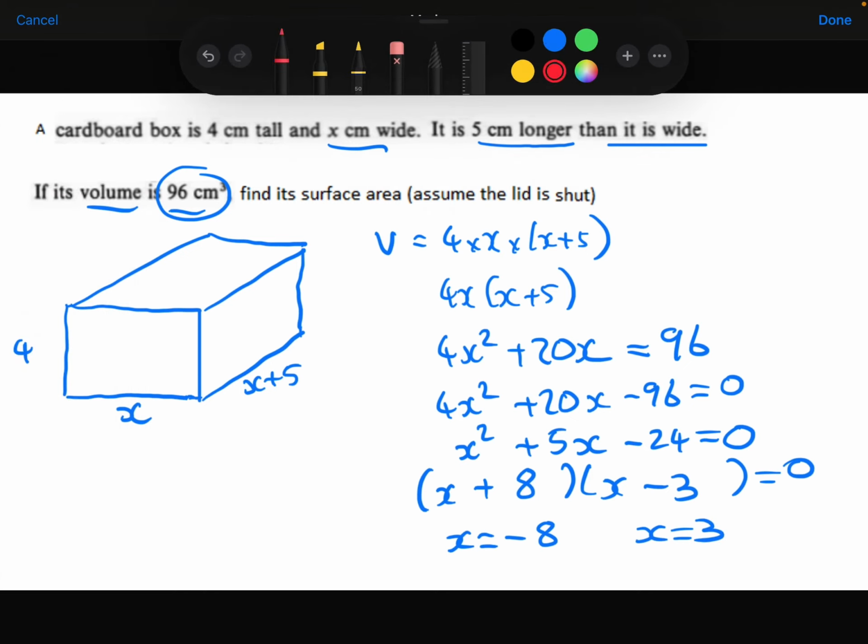But in the context of this question, the minus 8 doesn't make much sense. You can't have a minus 8 width there. So we're going to ignore the minus 8 solution and focus on the 3 solution. So we know that this side here is 3 now. And this side is 3 plus 5, or 8.